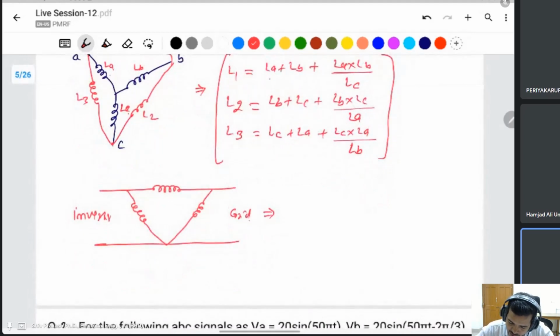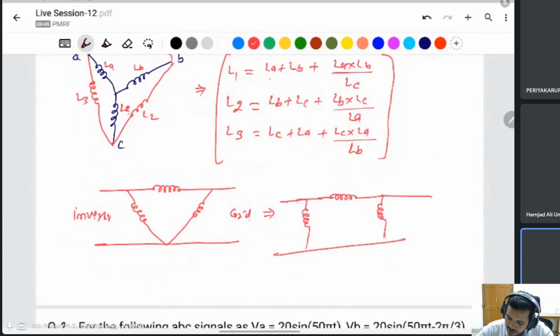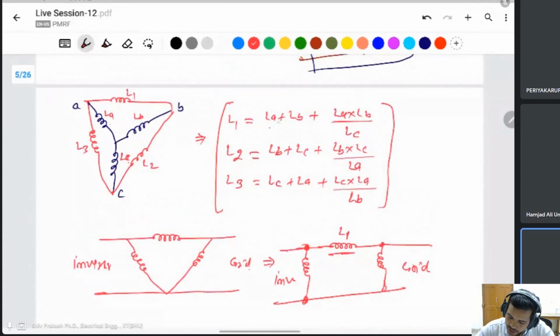Simplify this, and you can say this is the inverter. Here is the grid. In the calculation, L1 is the impedance between the inverter and the grid. This point is connected to the inverter, this point connected to the grid, and what is the LA? L1 is LA plus LB plus LALB divided by LC.